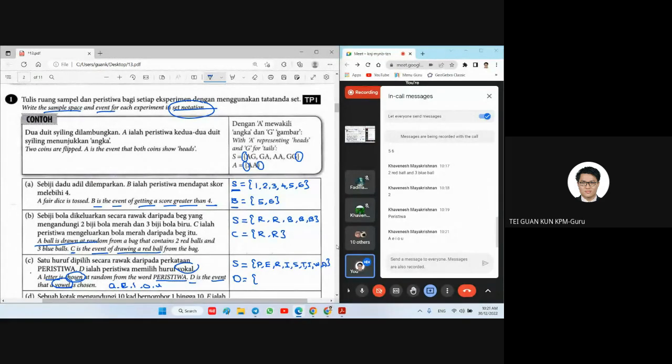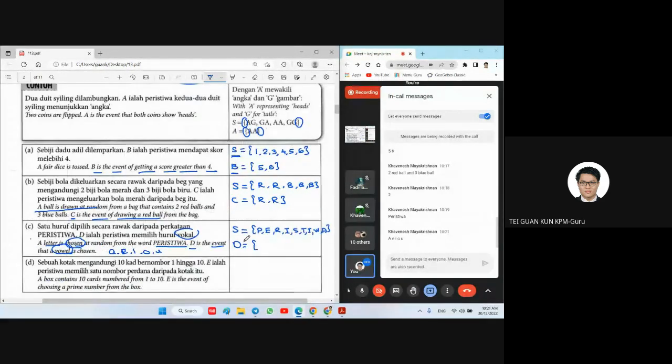You have to know lah what is vowel means. So ada tak huruf A, E, I, O, U dalam perkataan peristiwa? Ada tak?